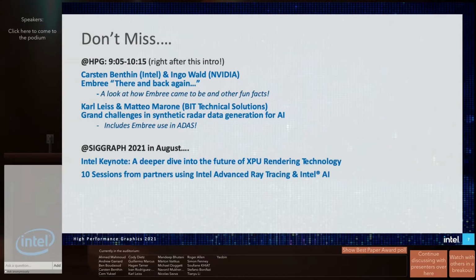Okay, so I'm almost done. Make sure you stick around for the next 2 talks. One from Carsten and Ingo. Carsten promises no marketing stuff. And also the cool work on AI autonomous driving that BIT is doing, including using Embree. Also, if you want to hear a deeper dive into what's next for ray tracing and rendering, check out my coming talk at SIGGRAPH, plus the many additional sessions from real-world users that you'll also see at SIGGRAPH.